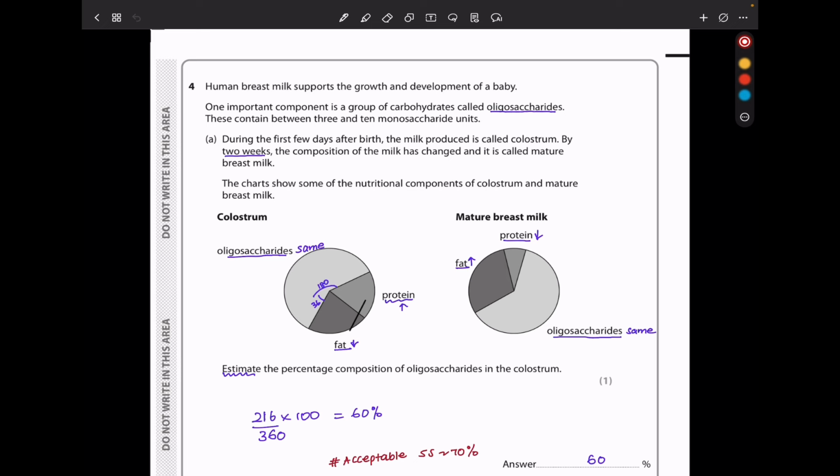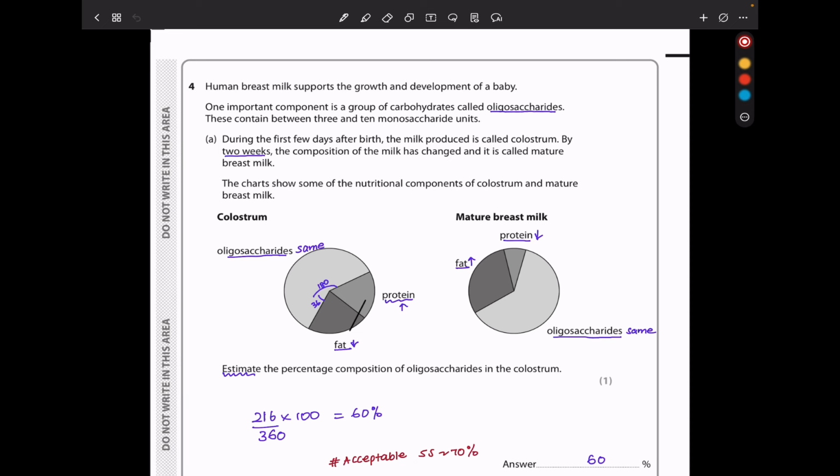In question 4, human breast milk supports the growth and development of a baby. One important component is a group of carbohydrates called oligosaccharides. These contain between 3 to 10 monosaccharide units. During the first few days after birth, the milk produced is called colostrum. By 2 weeks, the composition of milk has changed and it's called mature breast milk.